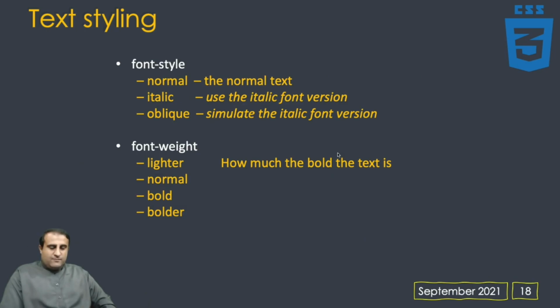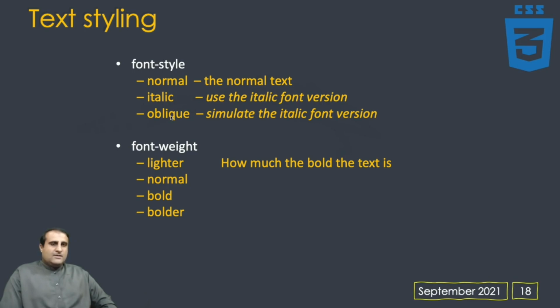Then we have the font style property. For the font style property, we usually have these three values. For example, normal is the normal text, italic is the italic font version. So for example, if we see a font file, there is also the italic version of the font. If we use the italic value for the font style, the italic version of the font will be applied.